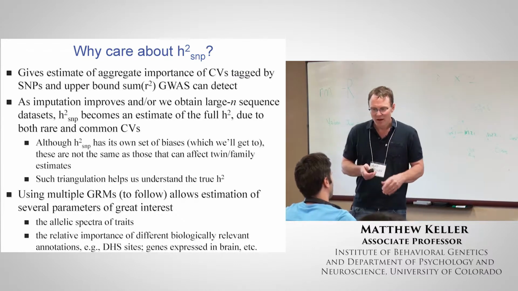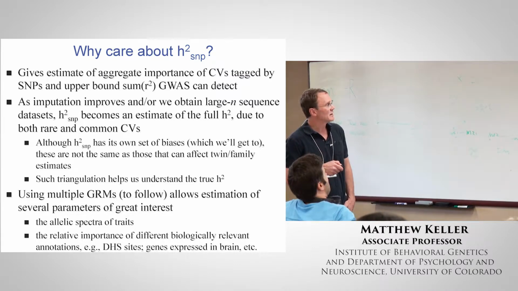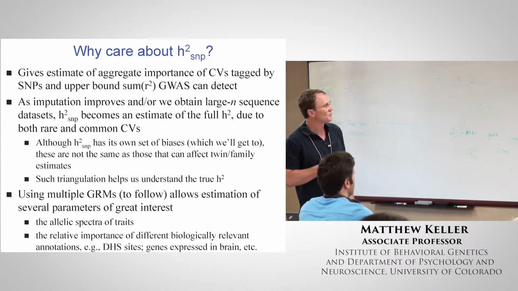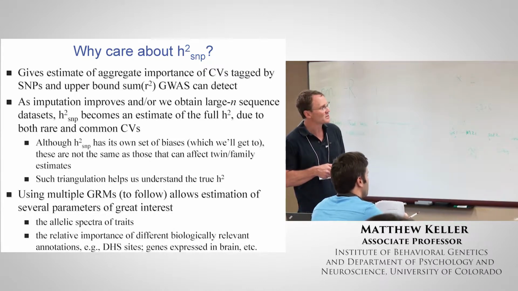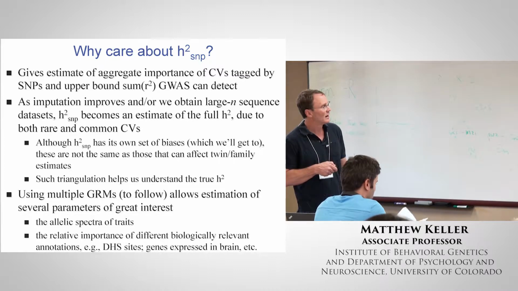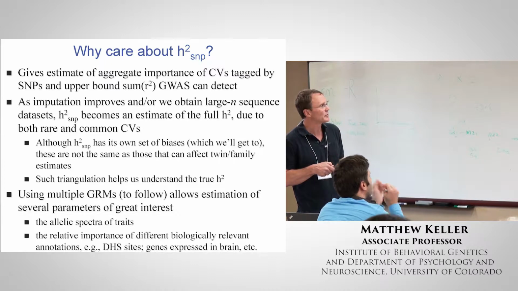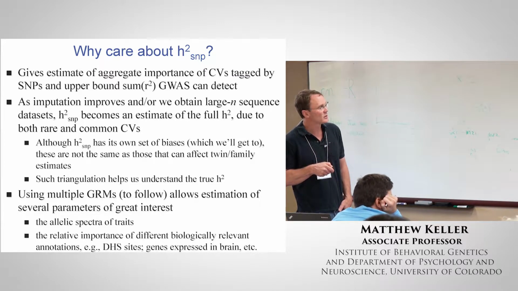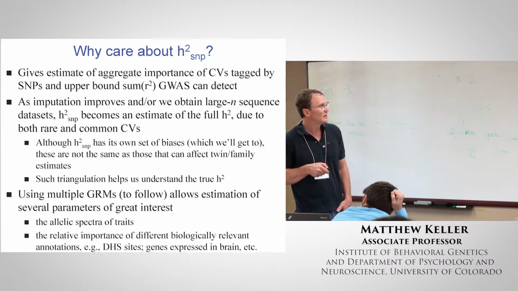Interesting. Okay, so why care about this quantity? I talked about this a second ago. For one, it gives us an estimate of the aggregate importance of the causal variants tagged by SNPs. Increasingly people are using imputed SNPs here, which I'll talk about in a second. It gives us an upper bound of the total sum of R squared that GWAS could in principle detect as our sample sizes become very large. As imputation improves or we obtain large sequence data sets, SNP heritability becomes an estimate of the full heritability, in other words, due to both rare and common causal variants.